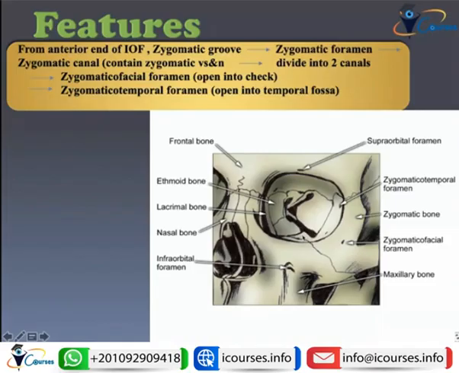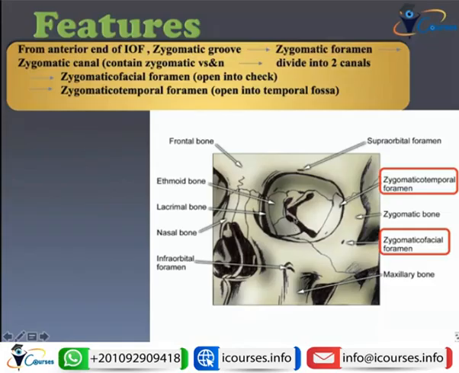The first one will transmit the zygomaticofacial vessels and nerve, and it will open into a foramen in the zygomatic bone. It's called the zygomaticofacial foramen. And the other canal will transmit the zygomaticotemporal vessels and nerve, and it will open into the temporal fossa by an opening called the zygomaticotemporal foramen.